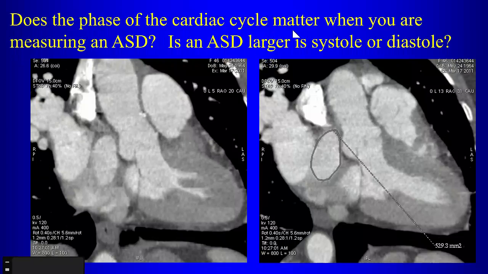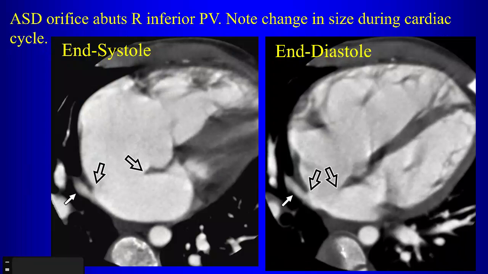Okay. Does the phase of the cardiac cycle matter if you're measuring the size of an atrial septal defect? Is an ASD larger in systole or diastole? Which do you think? So we have a split decision here. It's larger in systole, right? In diastole, remember these valves are open, so the blood flow can decompress and go down into the ventricles. So if you're measuring the size of the ASD, you want to make sure that you're measuring it in systole.